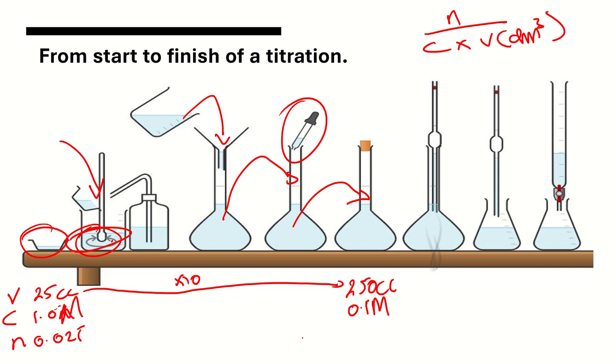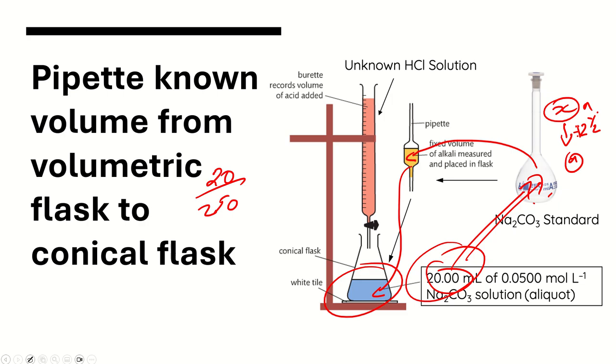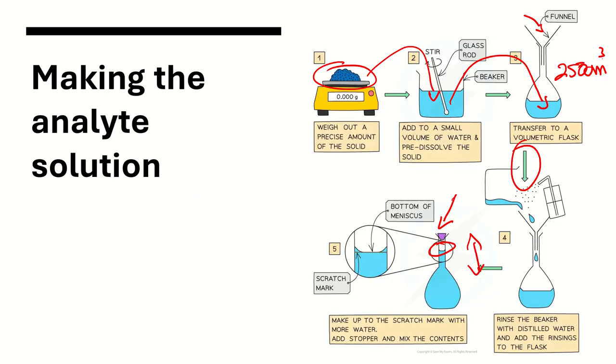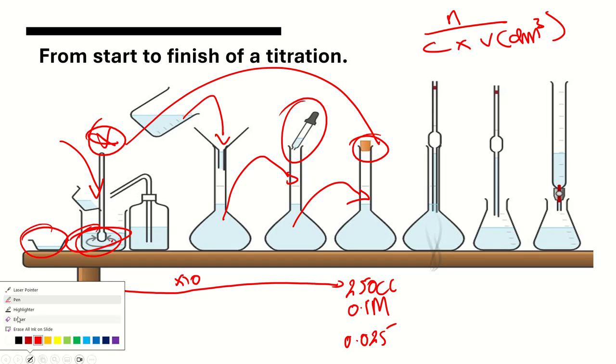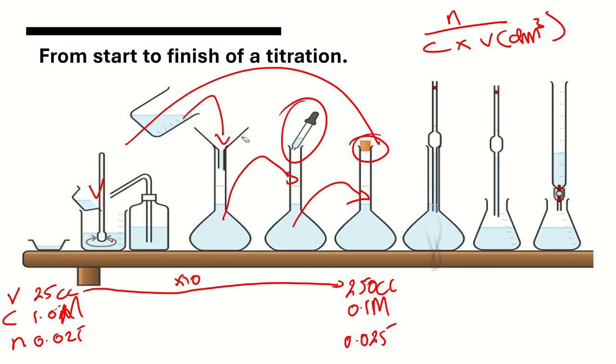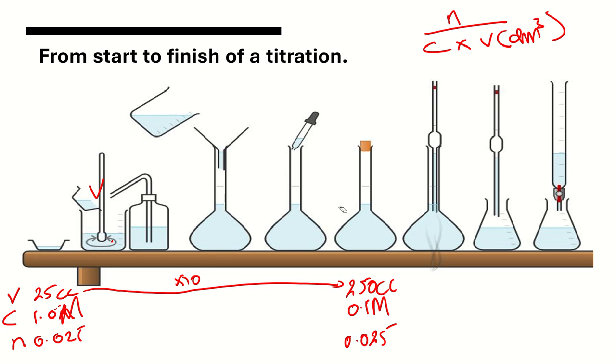Now the number of moles remains exactly the same, because all I've done is add water from this point here to here. I've just added water, so I can't have changed the number of moles. So the number of moles in here is going to be 0.025. It's exactly the same as it was at the start. Sorry, let me just tidy this up a little bit. It's very messy very quickly.